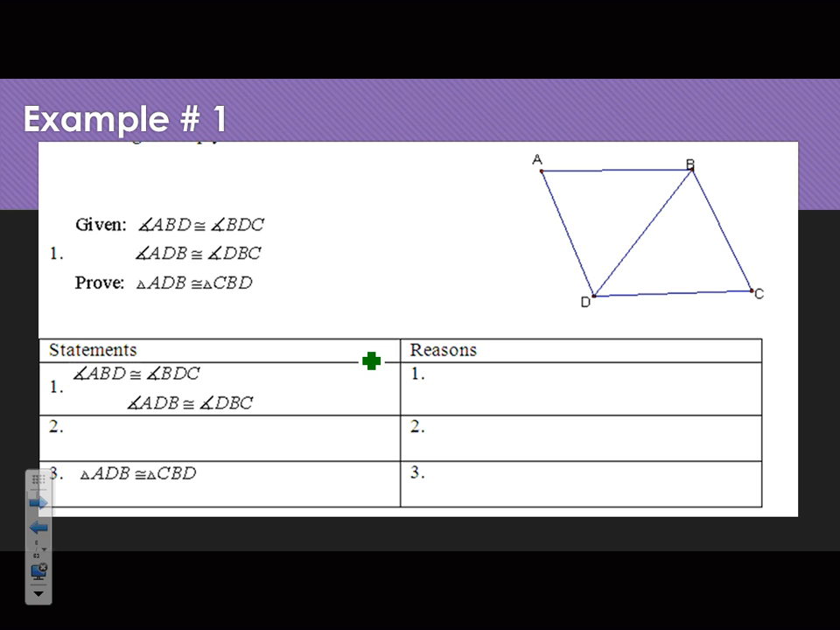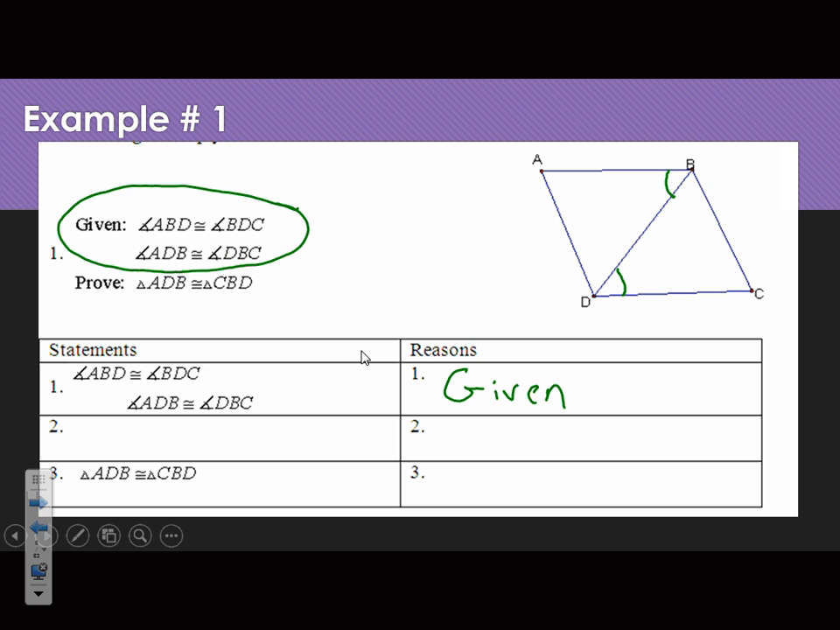Every time we do a proof, we want to start with the given. We want to see what they're telling us. And that's the first statement we have right here. So our reason is going to be given. After we write that down, we want to put in all the information that we know into our triangles. So it says angle ABD, this angle right here, is congruent to angle BDC, this angle right here. And then we know angle ADB, this angle, is congruent to angle CBD. So that's all of our given information.